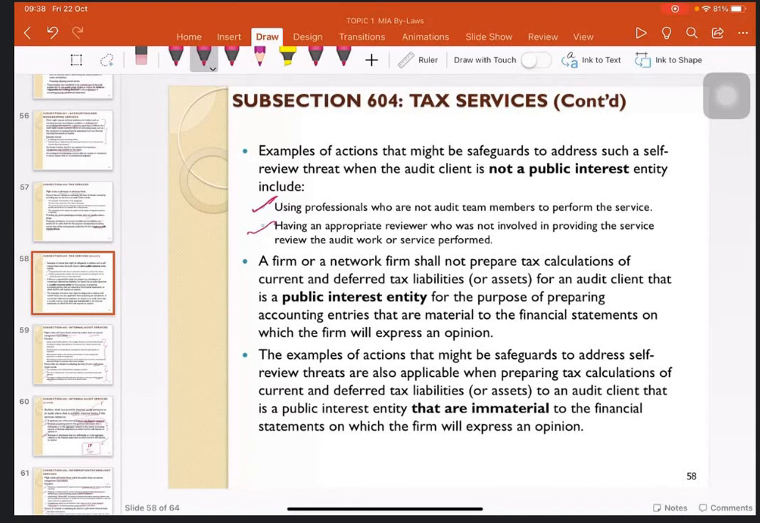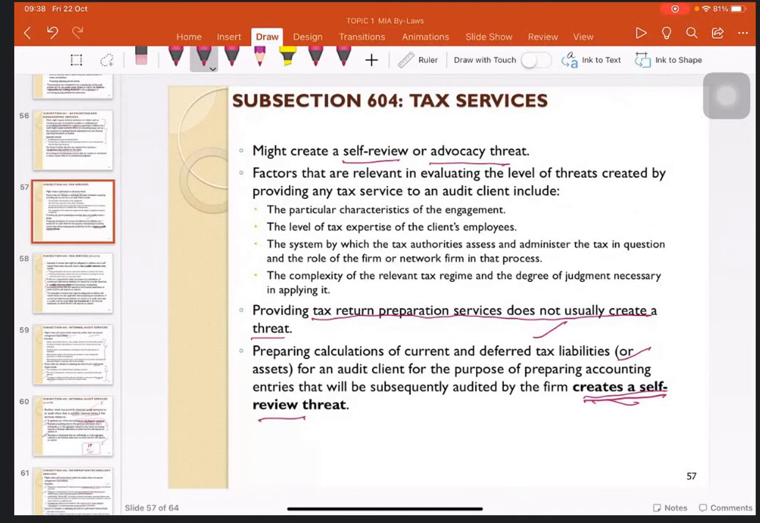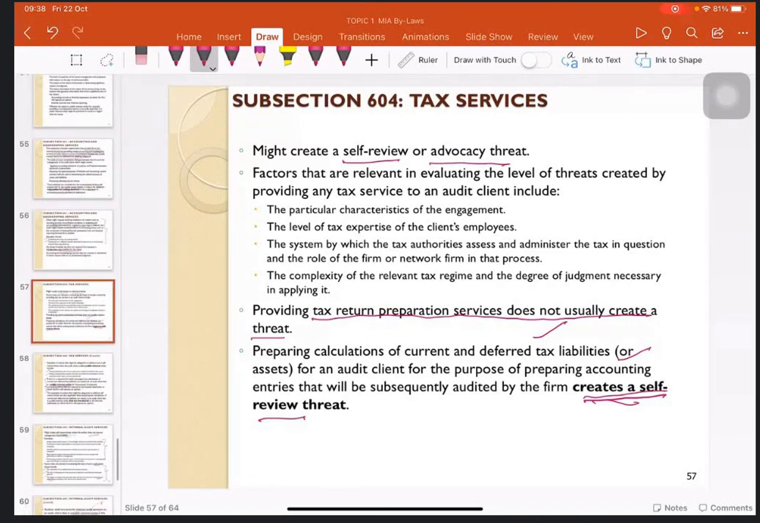Okay, and then untuk tax services juga ya. Untuk tax services untuk PIE pun under certain situation ataupun under certain circumstances, we are not allowed to provide those services to PIE client. Okay. Dia tiga-tiga lah. Tax, internal audit, and last one adalah IT services.